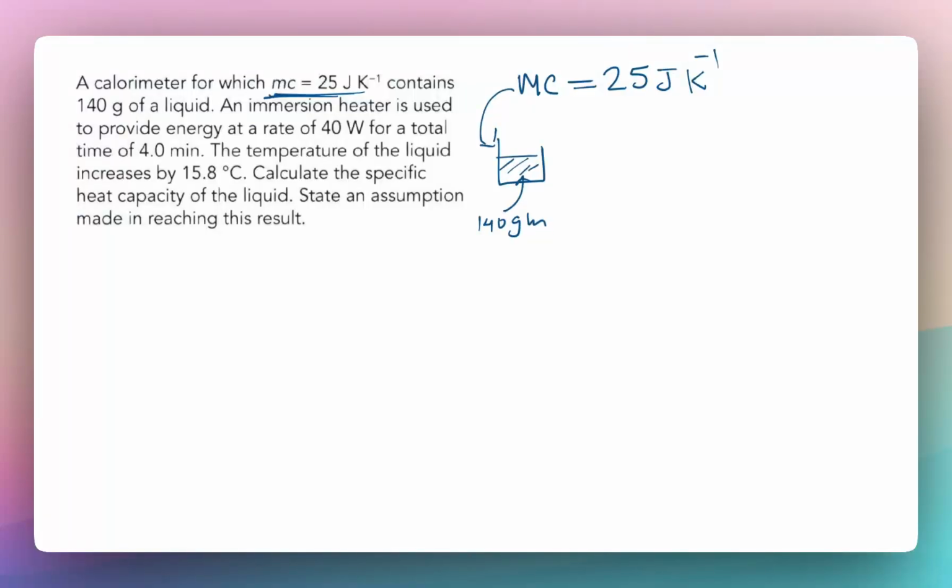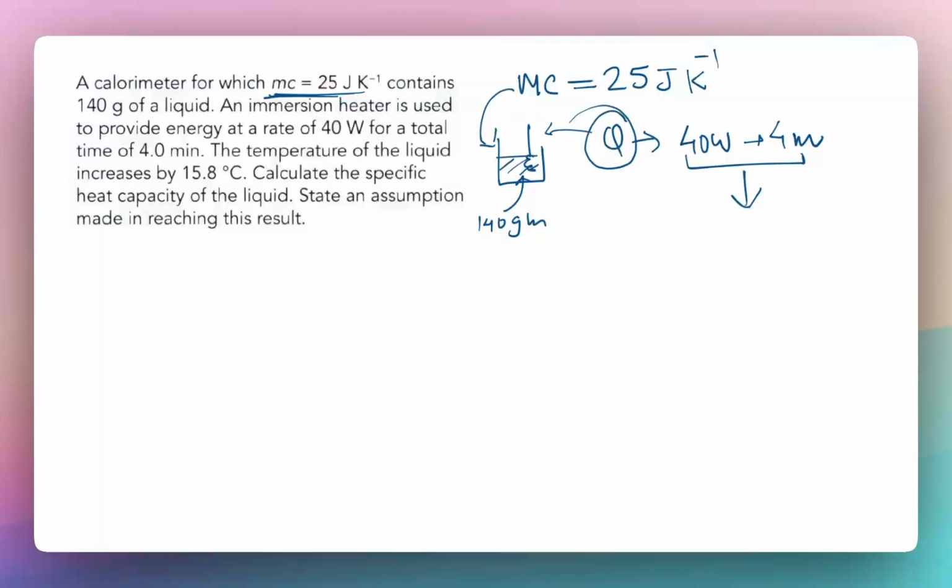An immersion heater is used to provide energy at the rate of 40 watts for a total time of 4 minutes. So there is a heater here, which is going to provide us the Q. It has a wattage of 40 watts and it works for 4 minutes. So we can very easily calculate how much the Q will be, by doing some multiplication. So Q is also known to us in this case.